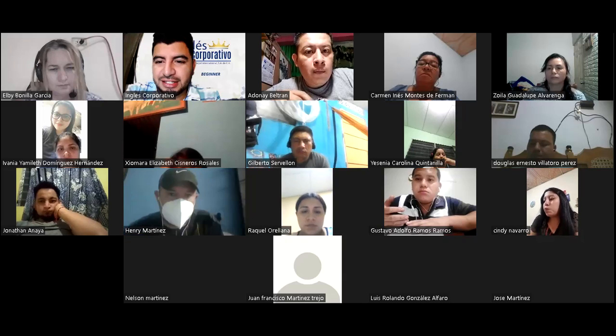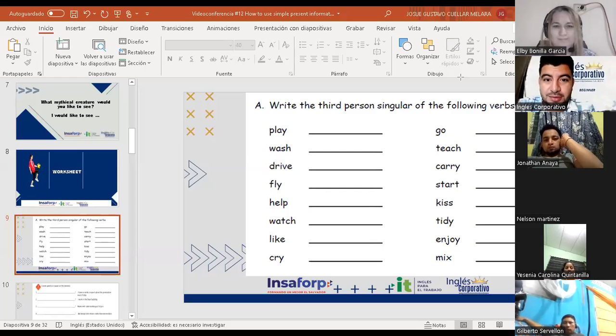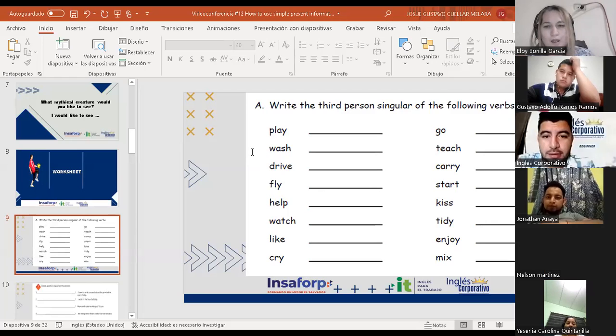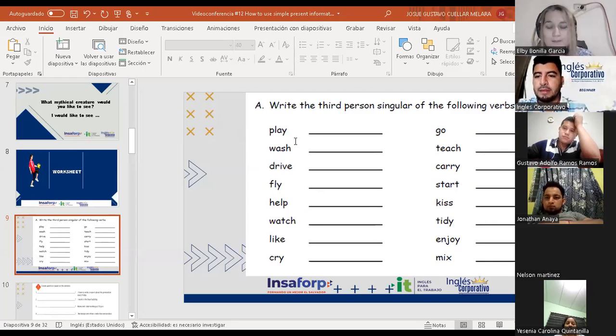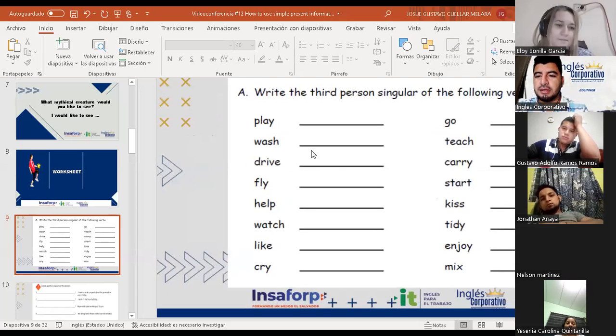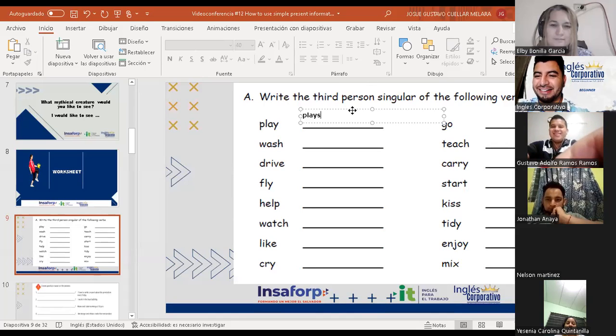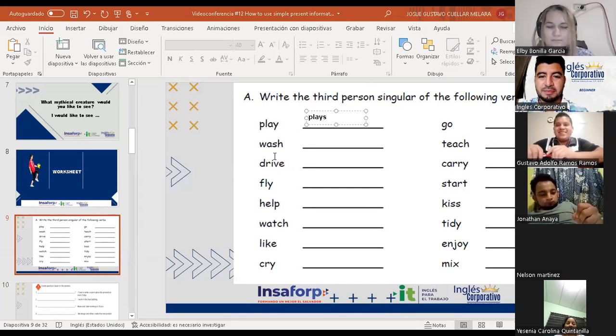Let's move to the exercise. Vamos a ver qué tal me salen con este. Bien. We're going to start. Elvi, ¿quiere comenzar? Okay, vamos con Gustavo. El primero. Play. Ajá. ¿Cómo sería? Ok, good. Yo quería segundo. Ok, any other volunteer? ¿Otro voluntario? Casi todos van a pasar.